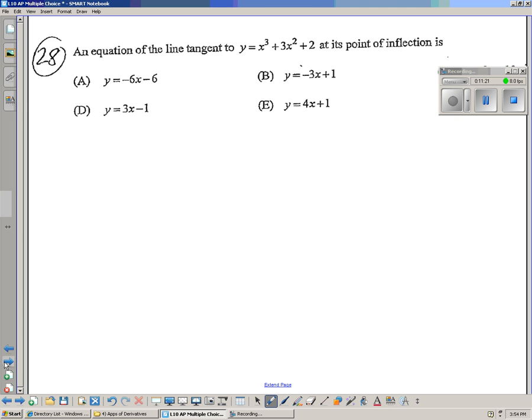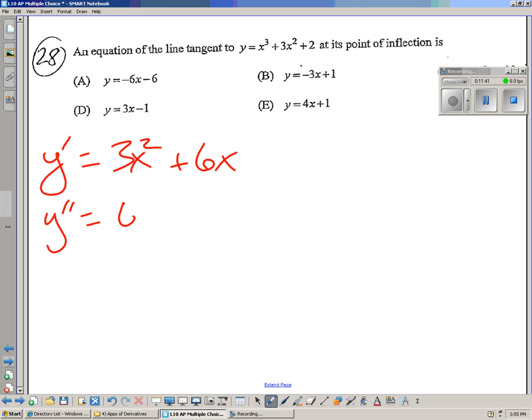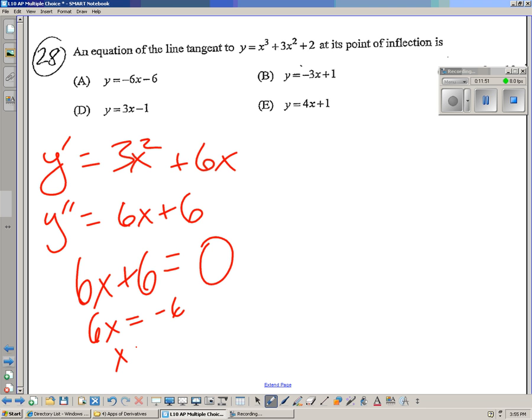28. An equation of the line tangent to y equals x cubed plus 3x squared plus 2 at its point of inflection is. Well, at the point of inflection, we need to find y double prime. So that necessitates us finding y prime first. 3x squared plus 6x. And y double prime is 6x plus 6. Finding a point of inflection would require us to solve that equation. So 6x is negative 6. X is negative 1.